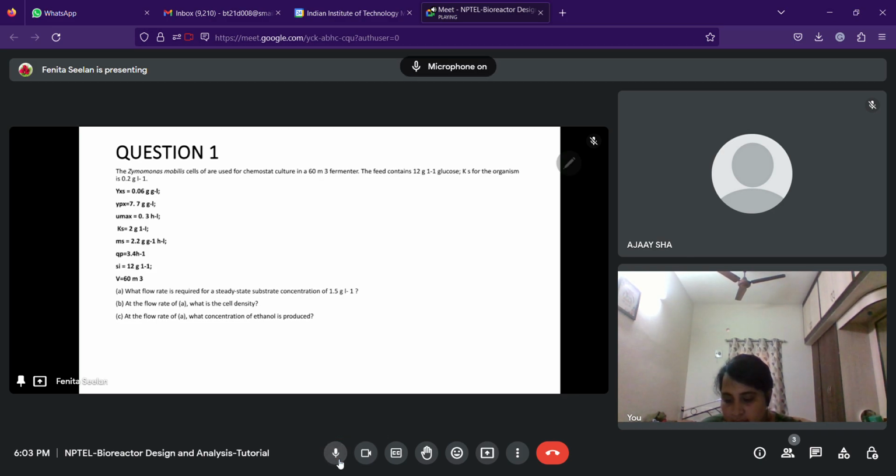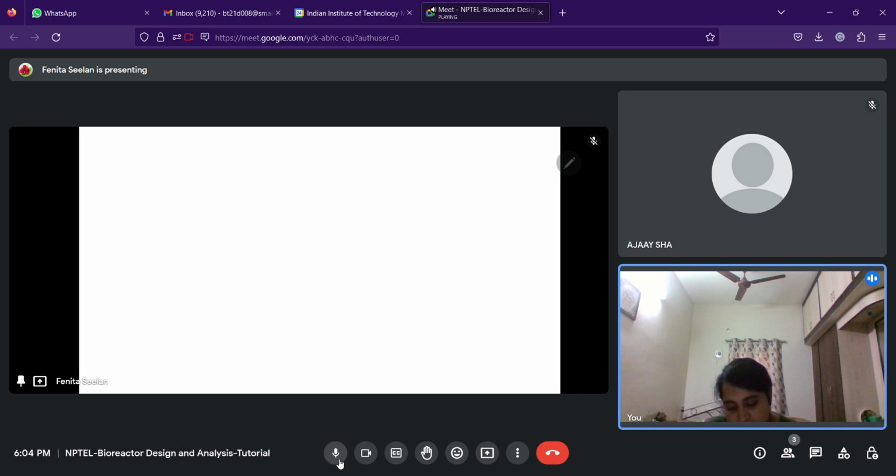So let's start solving the problem. Question A is: what flow rate is required for a steady state substrate concentration of 1.5 gram per liter? Your steady state substrate concentration is given. From this we can back calculate our flow rate. With this flow rate we will be calculating questions B and C. So let's start the problem.